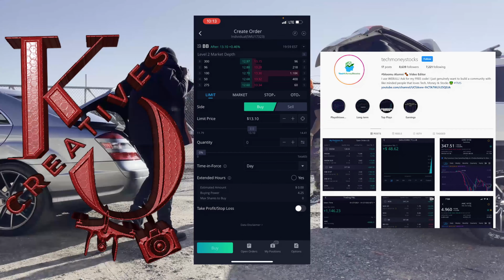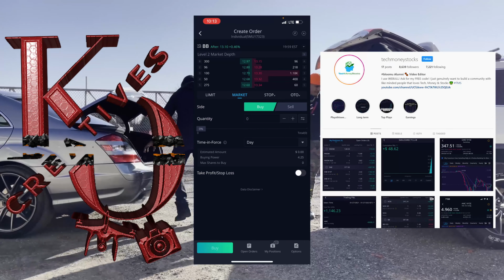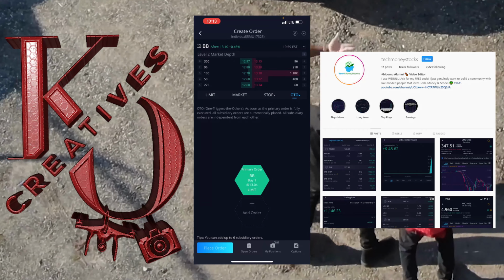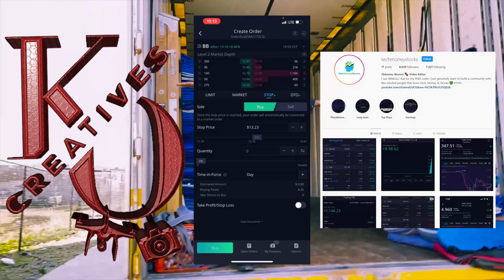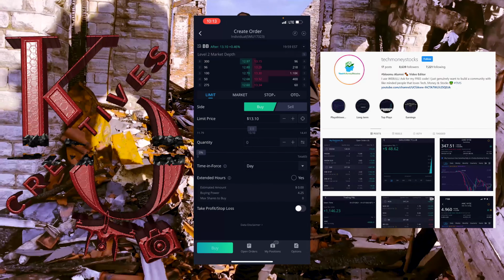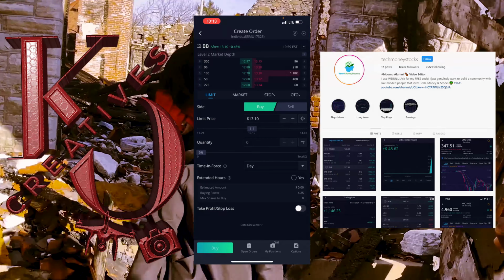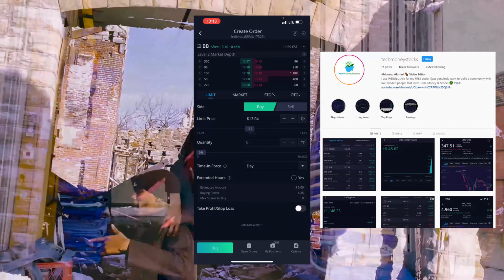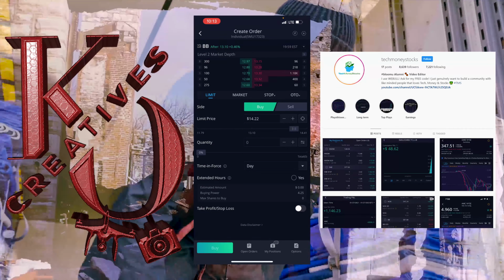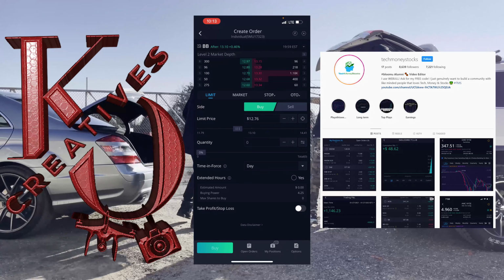So basically, you're going to see this limit, market, stop, OTO. Do you see where the blue highlighted section is at? Once you go to limit, you're going to pick the price that you want your limit order to be. You see where this sliding bar is at? That is your limit price.